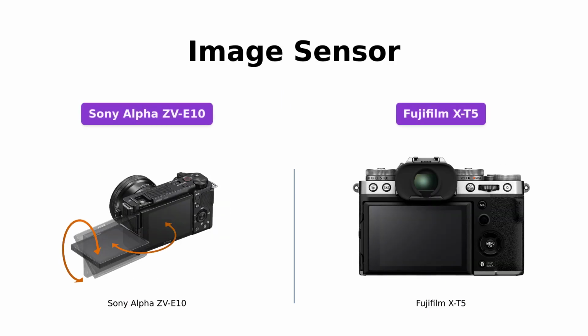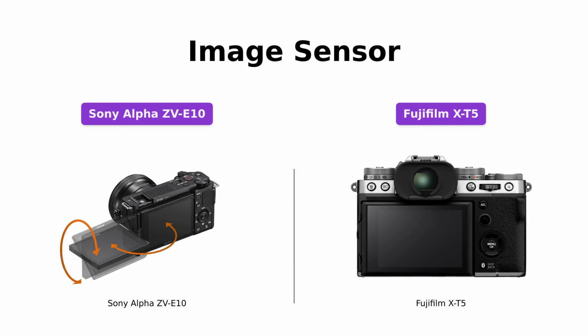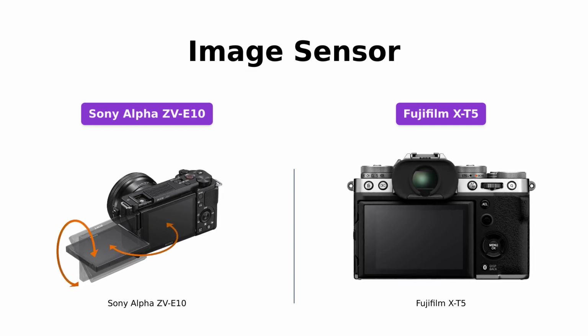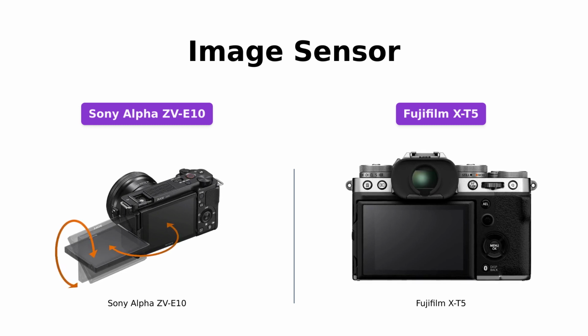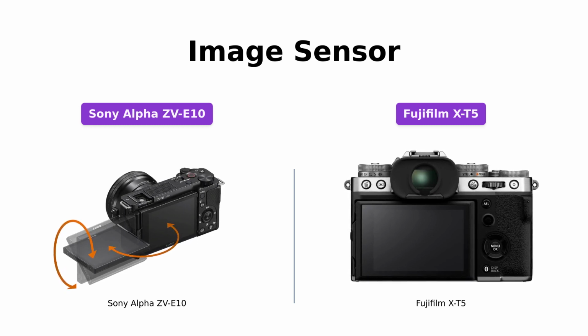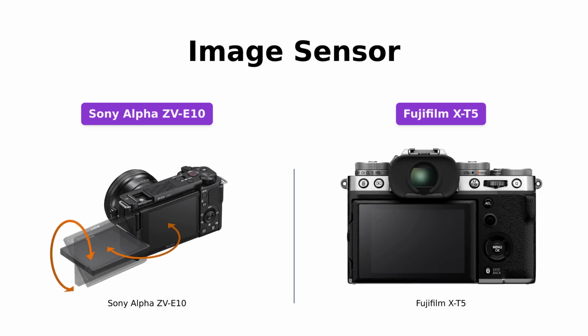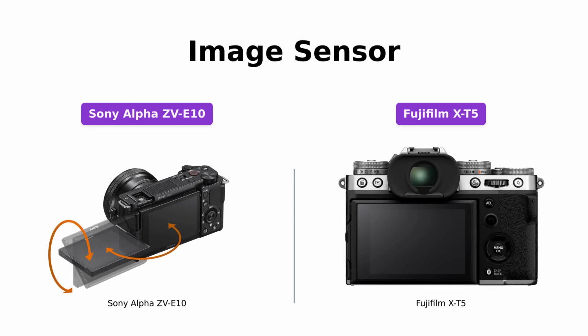Both cameras come with impressive image sensors. The Sony Alpha ZV-E10 boasts a large 24.2 MP APS-C Exmor CMOS sensor, paired with a fast Bionz X processor. On the other hand, the Fujifilm X-T5 takes the lead with its class-leading 40.2 megapixel X-Trans 5 HR CMOS sensor. This sensor delivers outstanding image quality packed with detail right across the native ISO range.